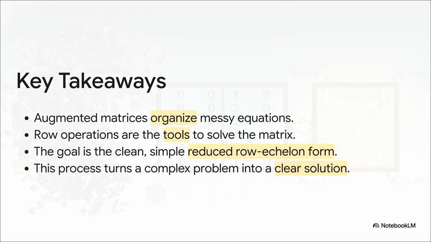So let's do a quick recap. We took a kind of messy, cluttered system of equations and we organized it into a nice, clean, augmented matrix. We used just 3 simple rules, our row operations, to strategically transform that matrix. Our goal was that clean, simple, reduced row echelon form. And by doing all that, we turned a complicated problem into an elegant, totally obvious solution.